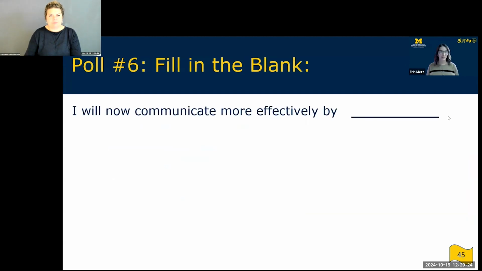And now we've got one final poll for you, which is, now that you've learned about effectively communicating, what are you going to do differently? So you are now going to communicate more effectively by, and then fill in our blank. And we'll give you just a moment to do that.